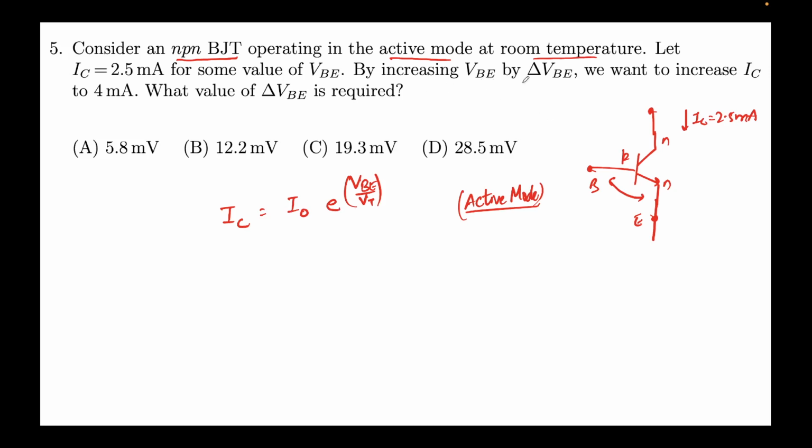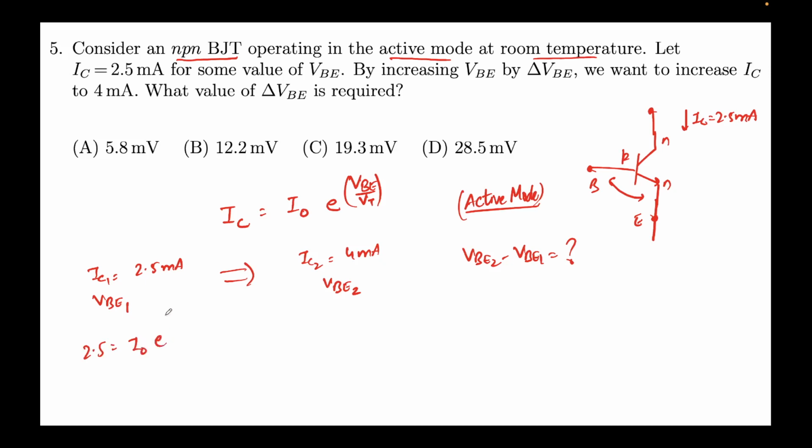So it says that when VBE is increased by delta VBE, we want current to increase to 4 milliamps. What's given is that IC1 is 2.5 milliamps, corresponding to VBE1. And we want IC2 to be 4 milliamps, for some other VBE as VBE2, and we're required to find VBE2 minus VBE1. This is what's known as delta VBE, right? So I'll put this value over here. It will be 2.5 equal to I naught e to the power VBE1 over VT.